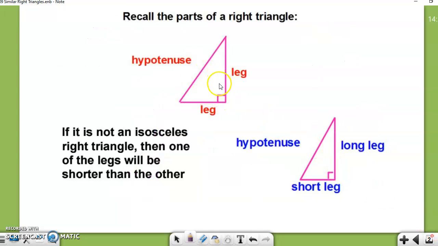Okay, let's recall the parts of a right triangle. The hypotenuse is always the longest side, and your angle marking kind of points towards it. The other two sides, you'll have a short leg and a long leg, unless it's an isosceles right triangle. Then the legs would be congruent.